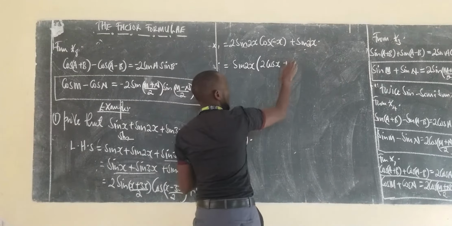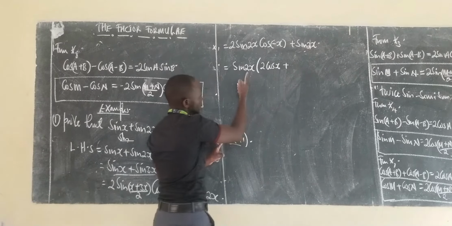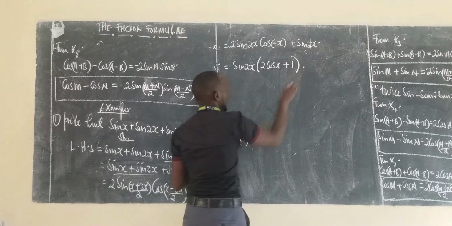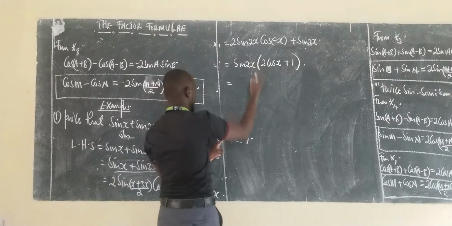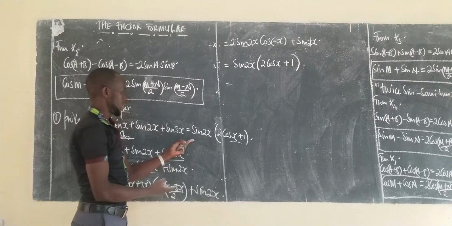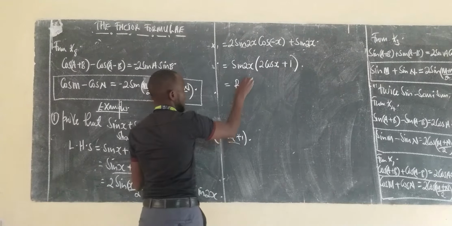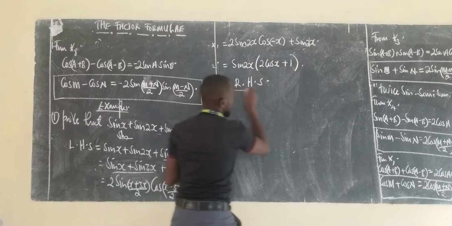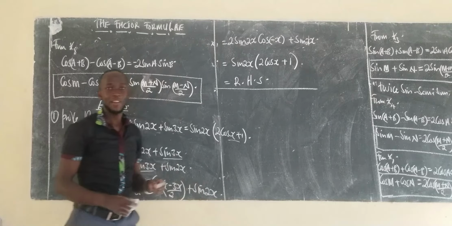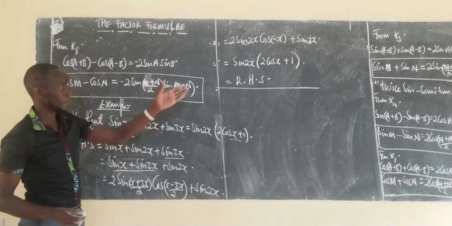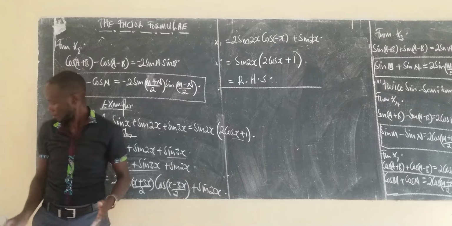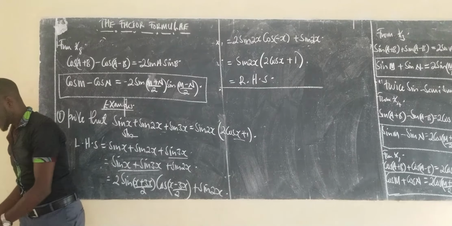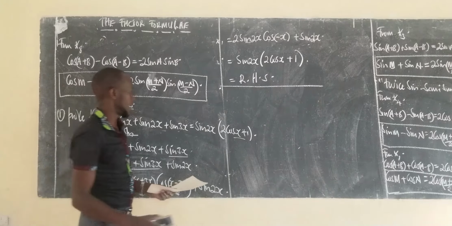So plus, where we had this sine 2x, now that it is out, we only have 1, which is equal to, when you look at this and look at what they want us to prove, it is the same. So which is equal to the right-hand side, and that becomes your answer. We are applying the factor formula. This second one is yours to try.